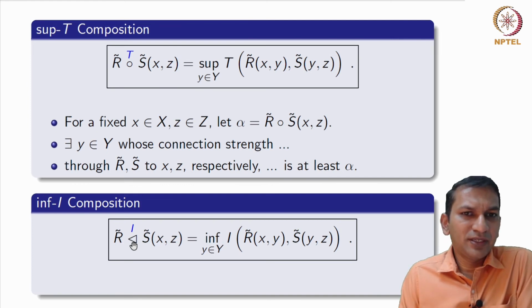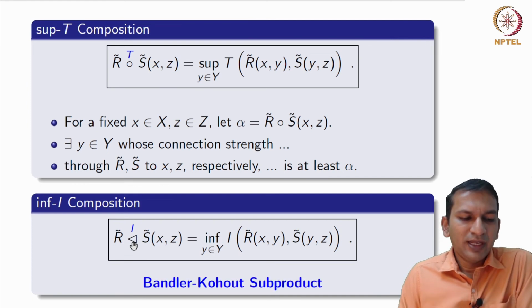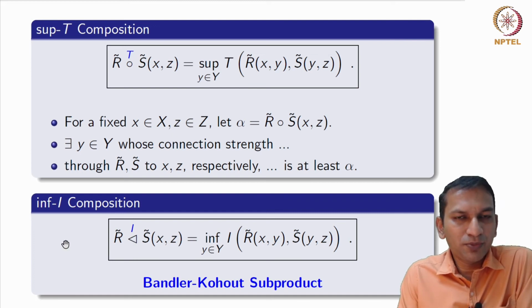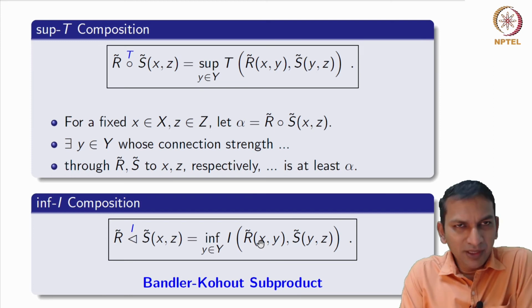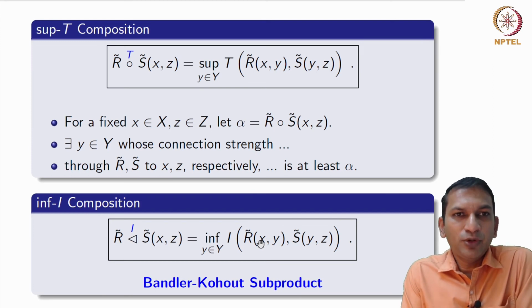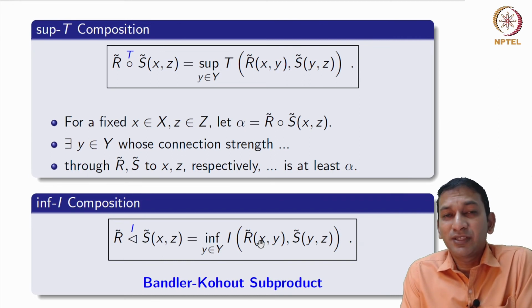In fact, in the fuzzy set theoretic literature, this composition is also known as the Bandler-Kohout subproduct, as it was proposed by these two people, Bandler and Kohout. Both of these compositions are extremely important and they play an important role, especially considering the focus of this course, which is inferencing and clearly fuzzy relational inferencing.